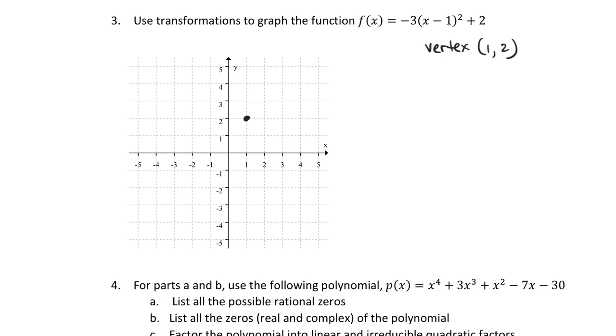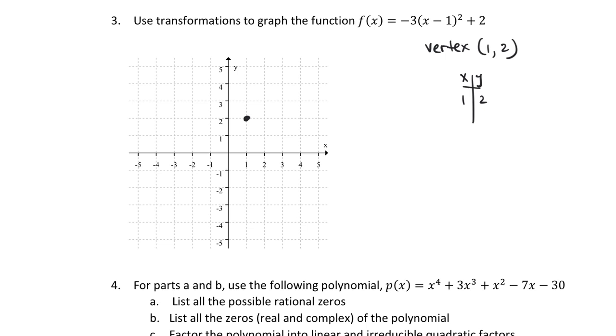At this point, once you've identified the vertex, though, what I'd recommend is just finding 2 other points using a table of values. We already found 1 point, 1 comma 2, that's the vertex. So let's find 2 others. I would recommend you use x values that are close to the x value of the vertex.